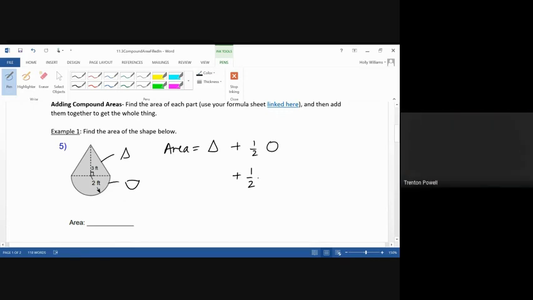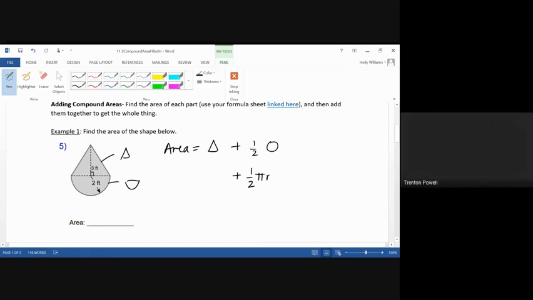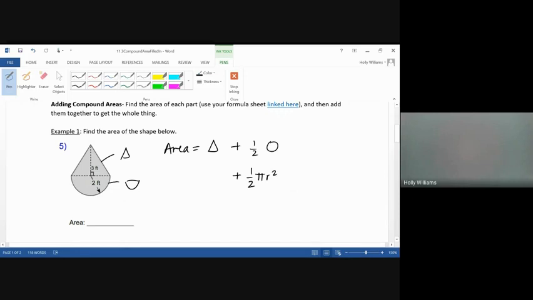Is it pi r squared? Yes, good job, Kira. Hey, and you guys have your formula sheet or you have Google. So literally, don't feel bad if you don't know it. You just got to make sure you're using your resources and know where to find it.